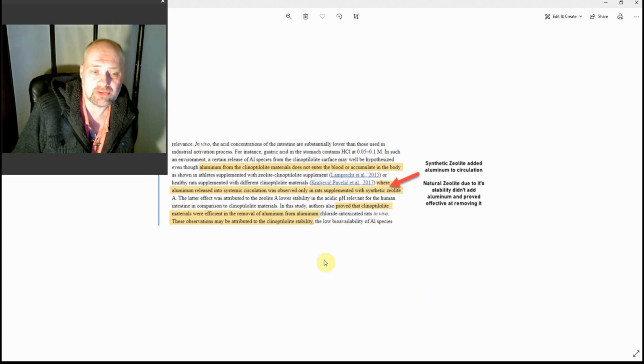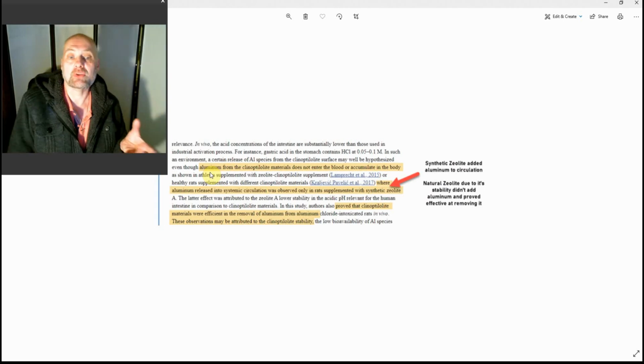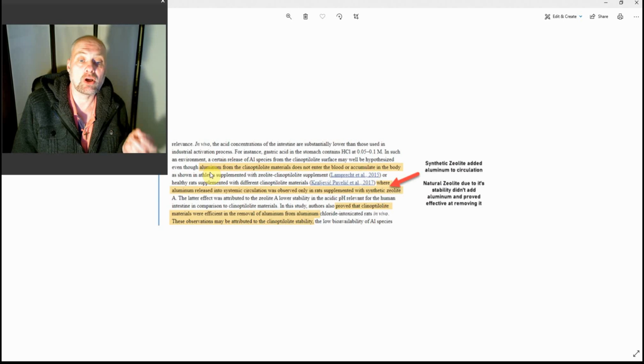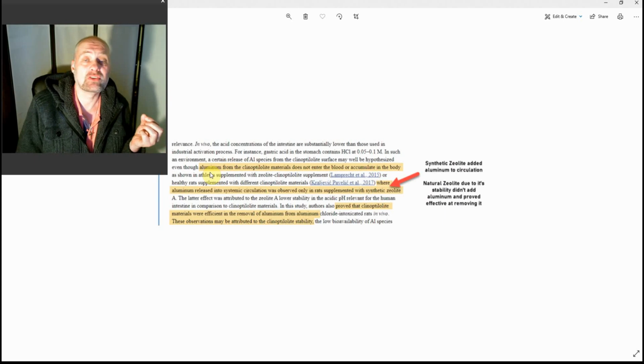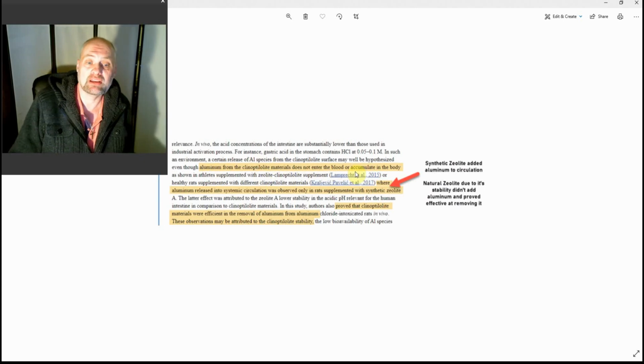So I'm just going to read a little bit about what it's saying here, and it's saying even though aluminium from the clinoptilite materials does not enter the blood or accumulate in the body. So even though aluminium from the clinoptilite material, and clinoptilite is just a form of zeolite, a form that's difficult to say, but it's just the best type of zeolite for detox. What it's saying is that aluminium does not enter the blood or accumulate in the body from this form of zeolite. And it backs it up by saying, as shown in athletes supplemented with zeolite clinoptilite supplements or healthy rats supplemented with different clinoptilite materials.